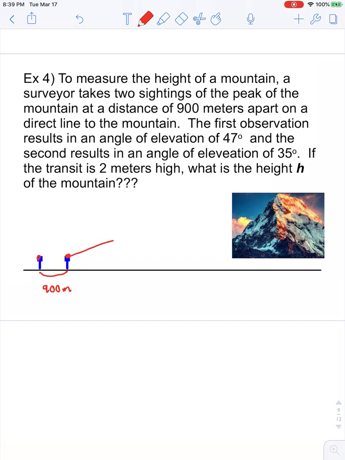So when this first person looks up to the top of the mountain right up here, that's going to be at an angle of elevation of 47 degrees. Remember that angle of elevation, you should always, always, always draw the horizontal first. So I'm going to draw in that triangle. And this angle is my 47 degrees.